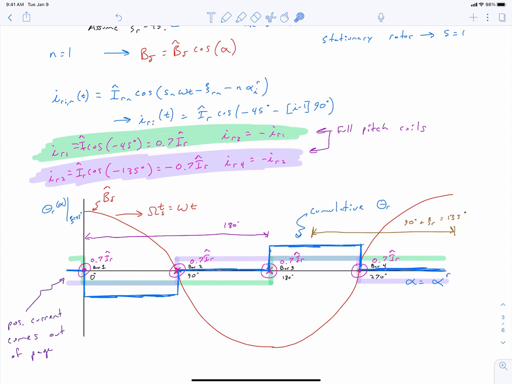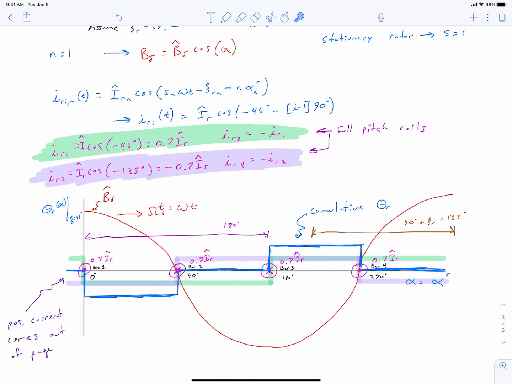And so at this point, this is just a standard current linkage plot. If you know that at this location you've got a slot carrying 0.7 per unit current coming out of the page, you know what to do in terms of making your current linkage plot, right? And then this has got 0.7 current linkage going into the page. And remember that this sign convention here is opposite of what we had for our stator winding, because we're using a generator sign convention, which means that we've got positive current coming out of the page, because coming out of the page is the positive terminal of our coil.